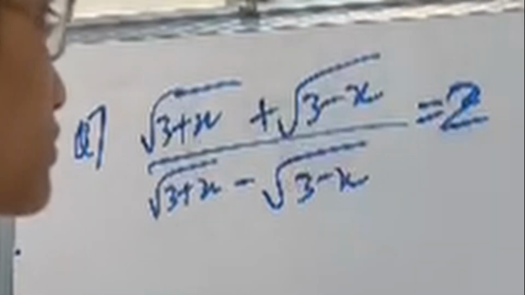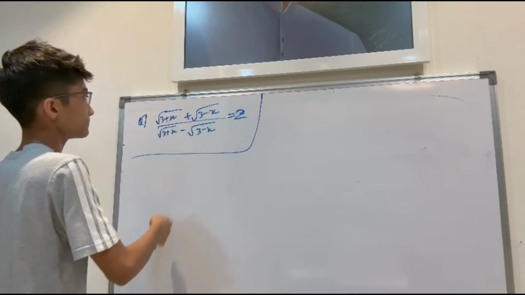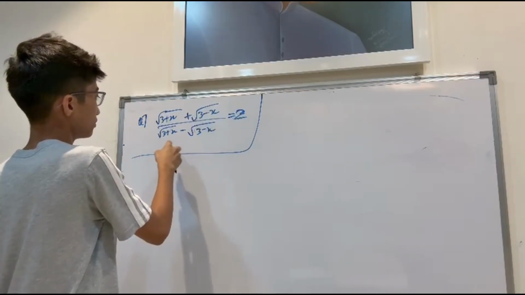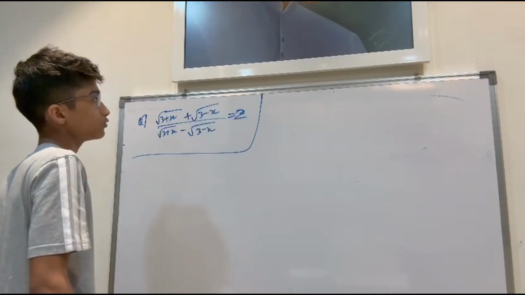Okay, let's solve this question. It states that root 3 plus x plus root 3 minus x over root 3 plus x minus root 3 minus x gives us 2. So there are two ways of solving this.